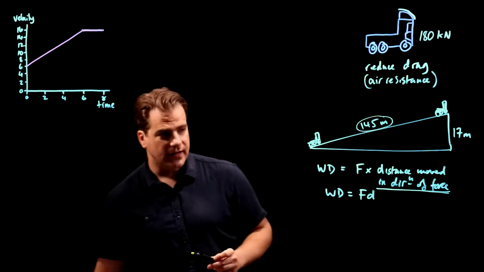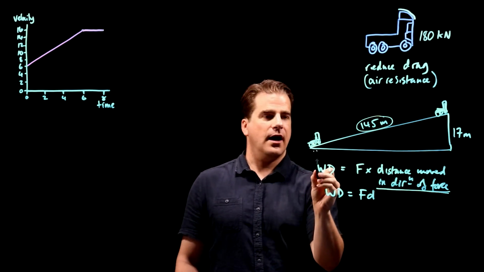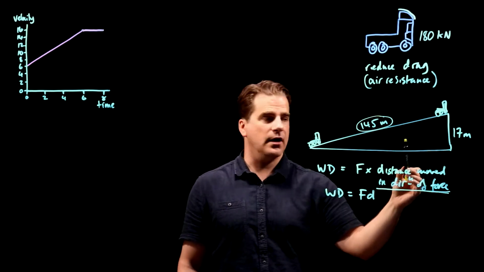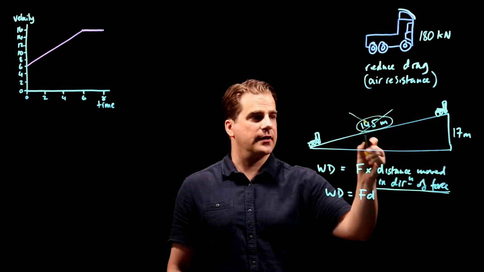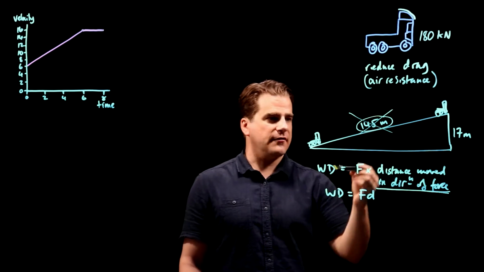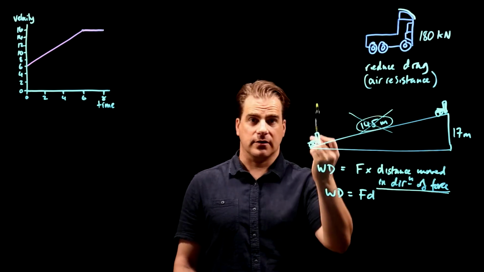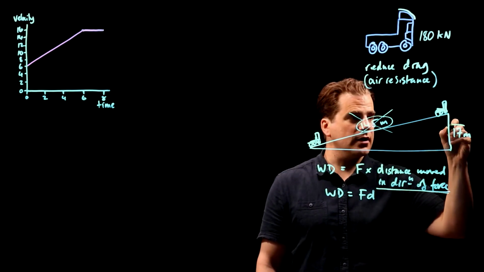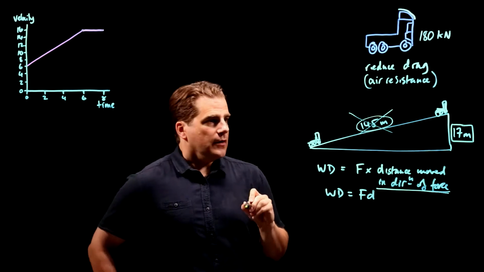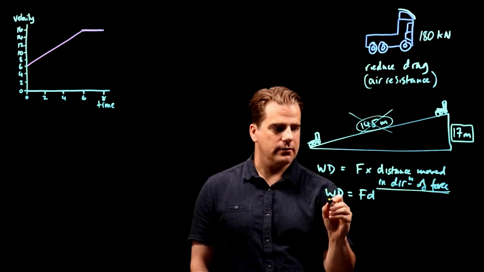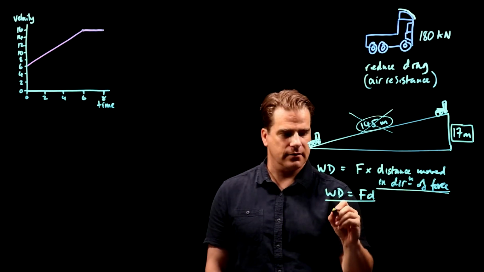The work done against gravity in moving to the top of the hill only depends on how high the lorry has moved, the vertical height through which it's moved, not how far it's gone horizontally. So you don't need that. Gravity operates downwards, so work done against gravity only concerns the vertical direction. And it's moved through a height of 17 meters. So work done is force times distance.